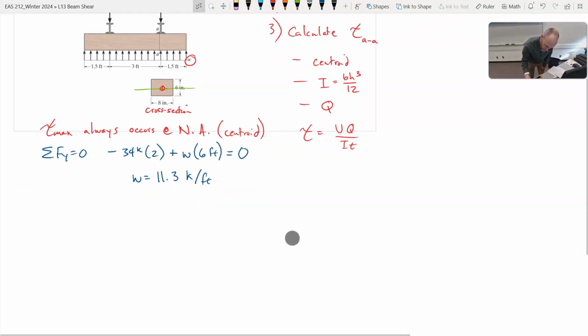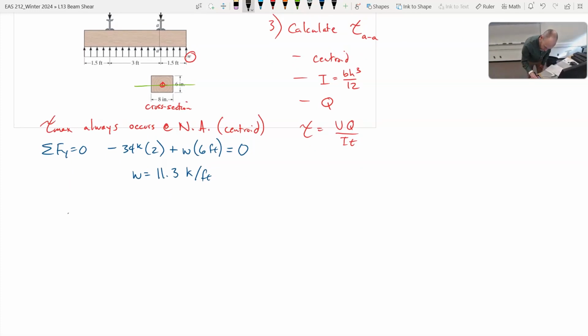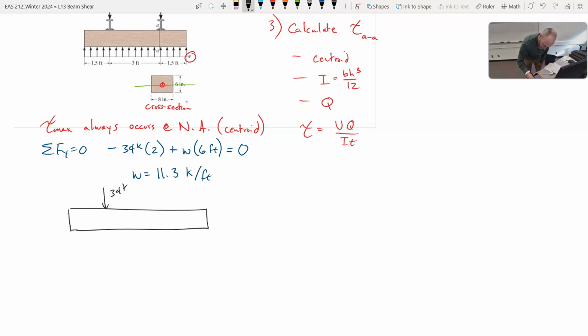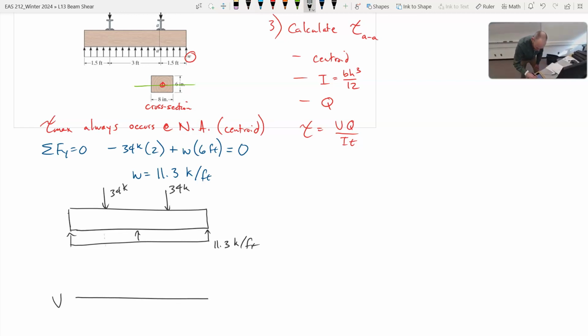So if I redraw my little diagram here, 34 kips, 34 kips, uniform load of 11.3 kips per foot. Then I want to create my shear diagram. What's the shear diagram going to do on the left edge? So it's equal to the magnitude of W and the sign of W. W in this case is inverted from what we normally have.